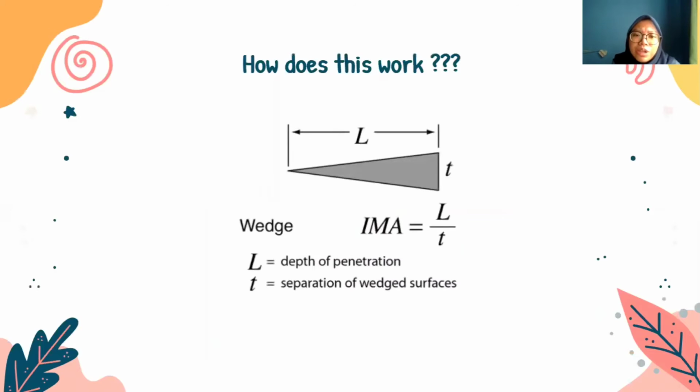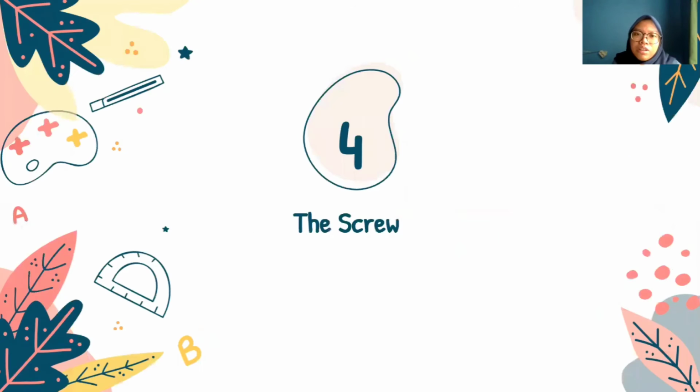So how does this work? To calculate the ideal mechanical advantage, we can divide the depth of penetration by the separation of the surfaces. So next we have the screw.